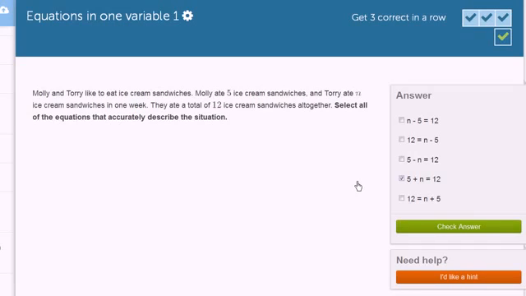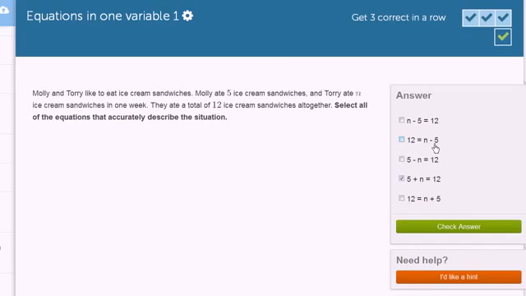Now anything else that we check has to be consistent with 5 plus N is equal to 12, or it has to be a way to algebraically manipulate from this to anything else that is true. So let's go one by one. Is N minus 5 equal to 12? N minus 5 is going to be the difference between what Tori ate and Molly ate. And that's not going to be 12. Their sum is 12, so we're not going to check that.